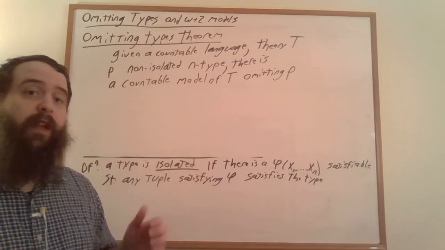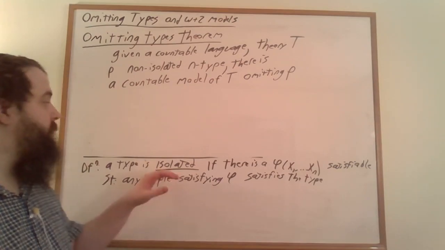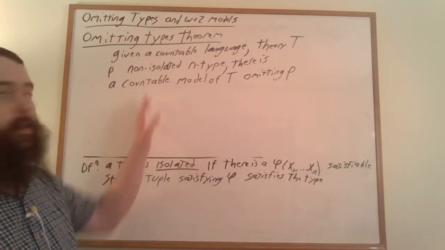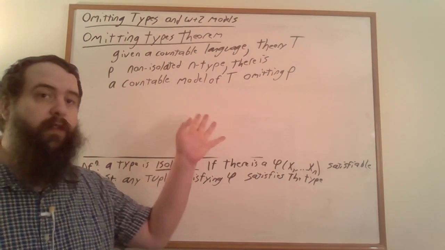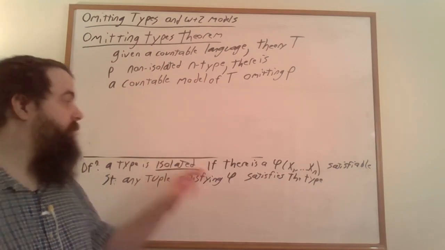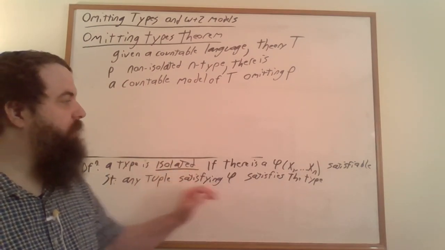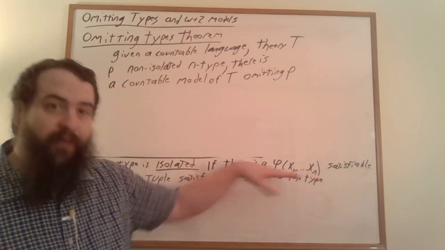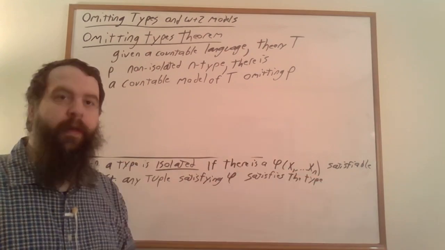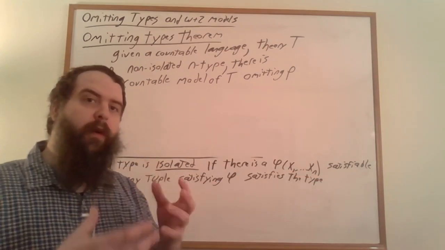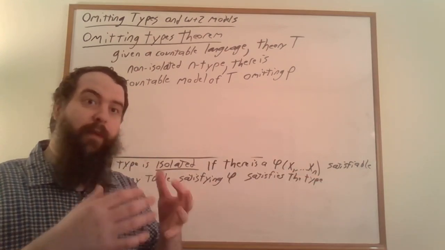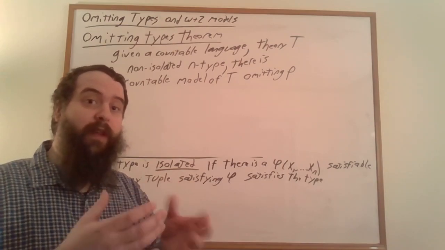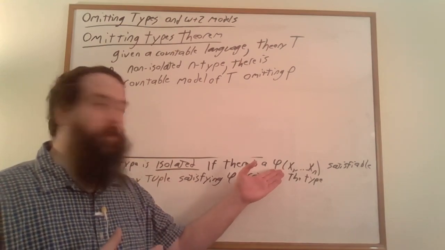An intuition that I found very helpful about the difference between isolated and non-isolated types in terms of our ability to do this construction is that for isolated types, we need to make sure that every single tuple of our model doesn't satisfy this very specific formula. And so as our proof is going along constructing our model, at some point we might decide whether or not a particular tuple satisfies this particular formula phi.